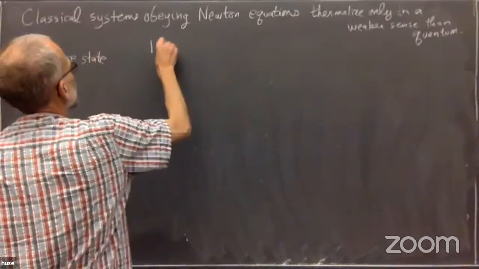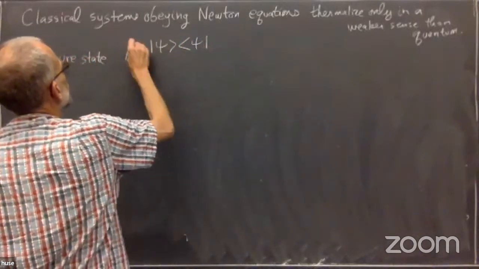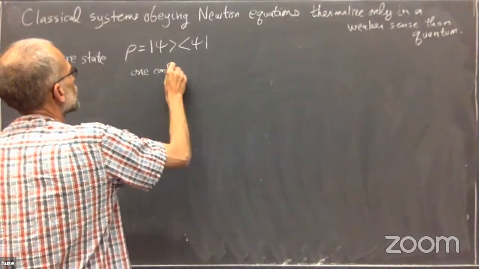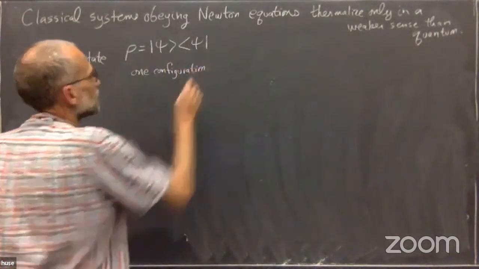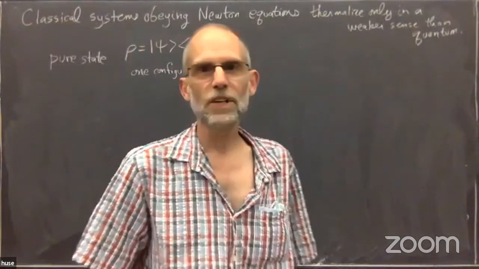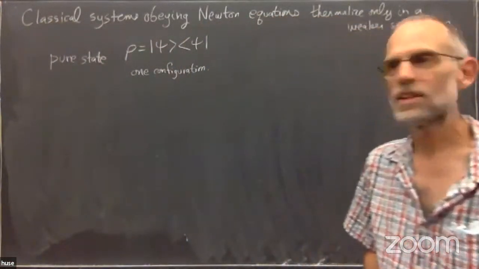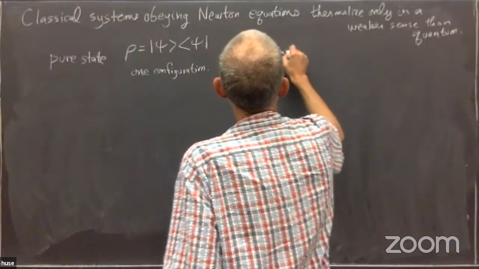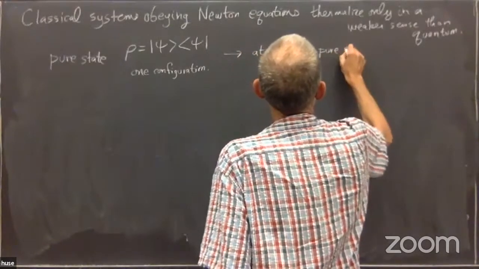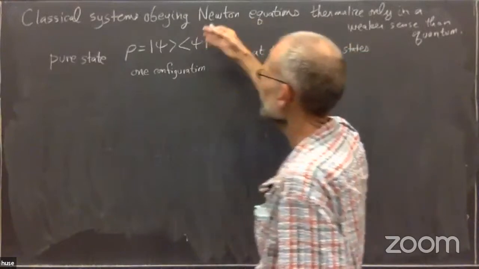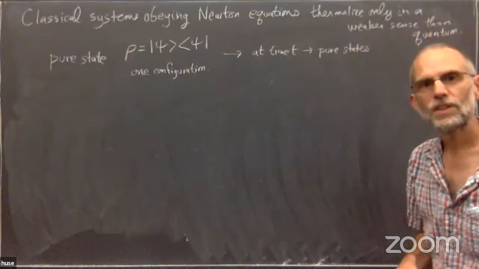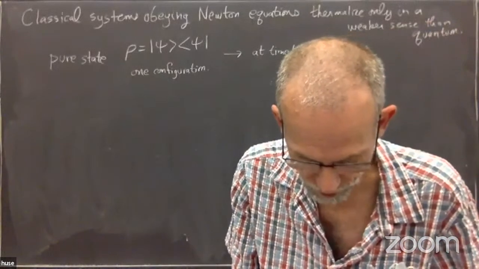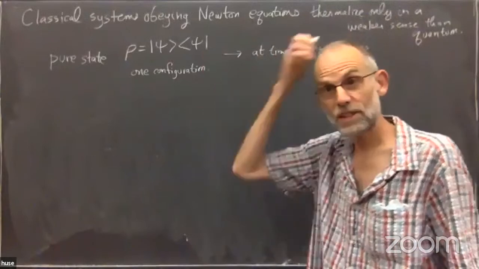And a quantum pure state is this density operator. That's the quantum case. And the classical case is one configuration. If it's a liquid, for every atom we give its position and its momentum, right? One configuration. Okay. And this evolves at time t to pure states. Both quantum unitary dynamics and classical Newtonian equations are reversible, and pure states go to pure states. So the state remains pure at all times in both cases, if I start it pure.